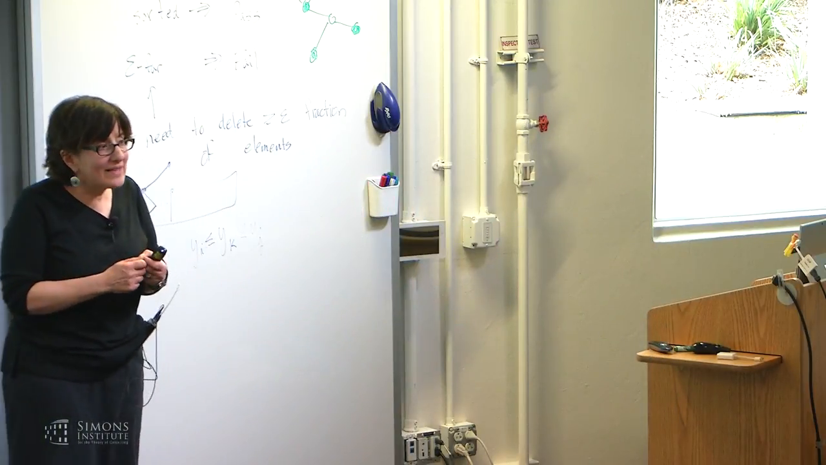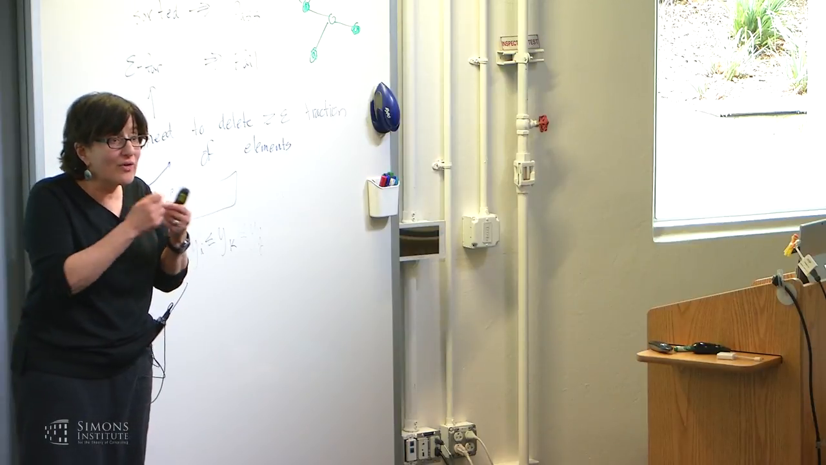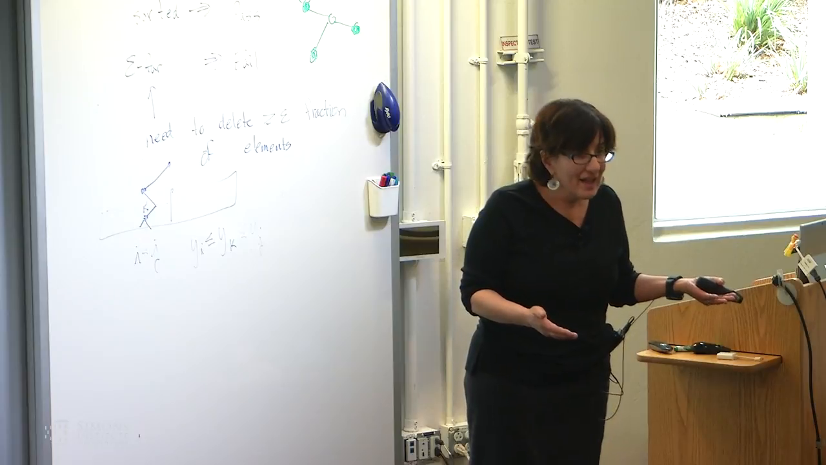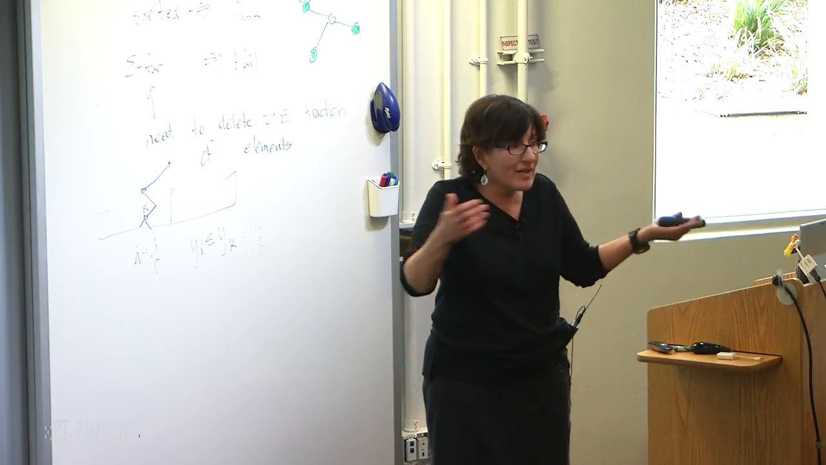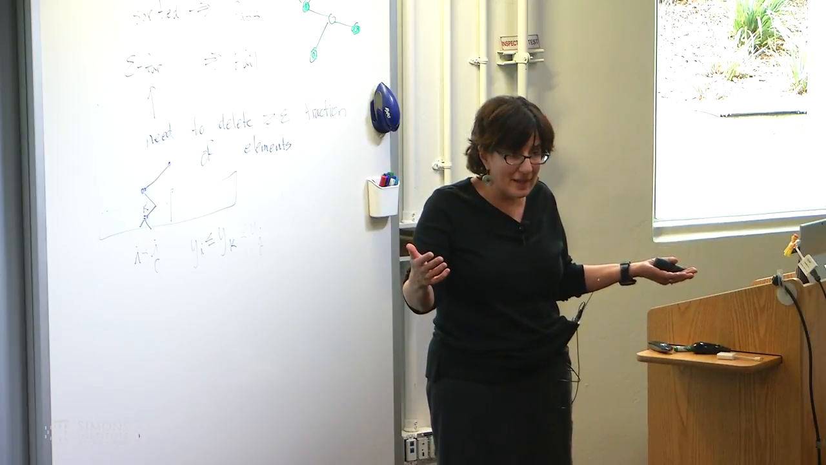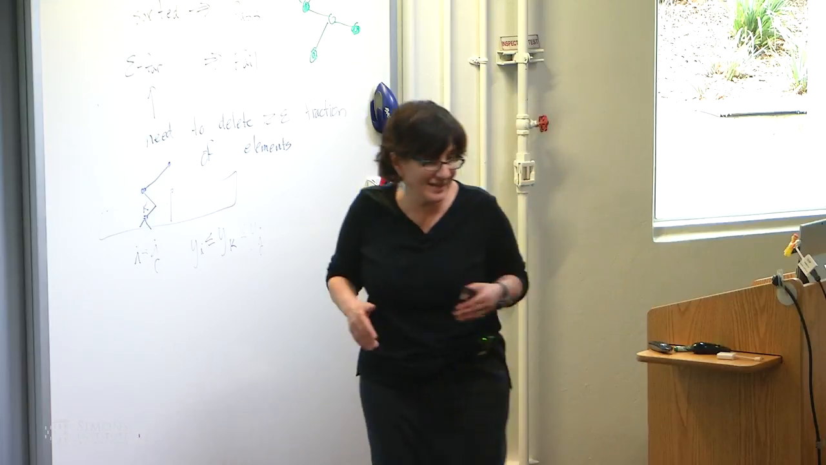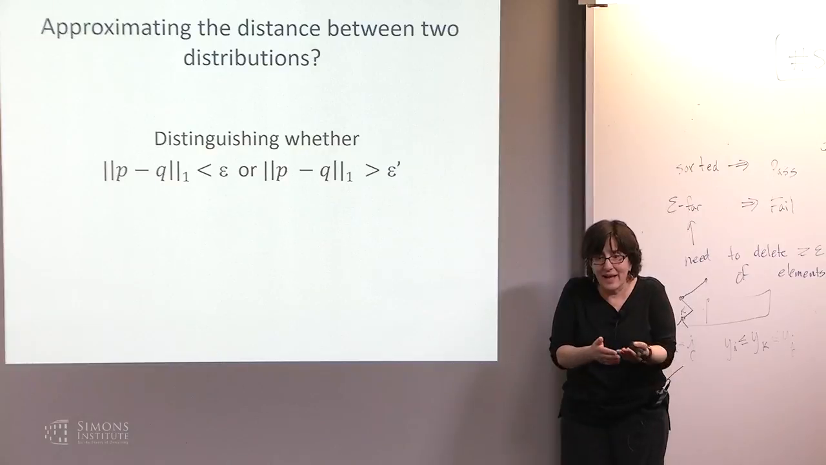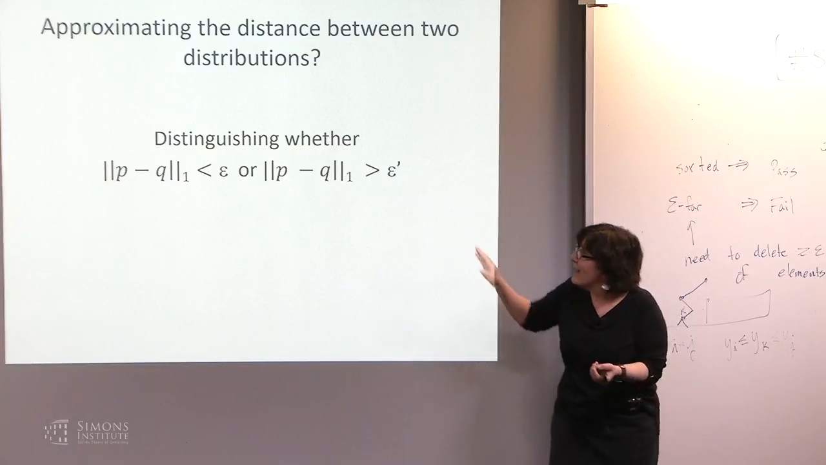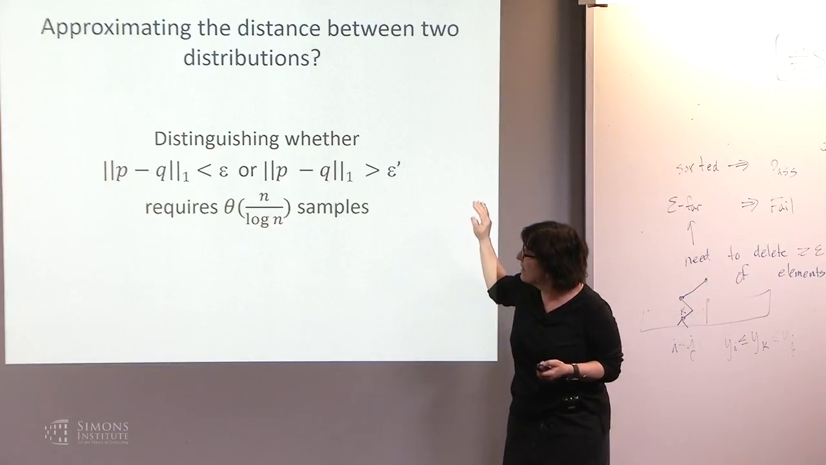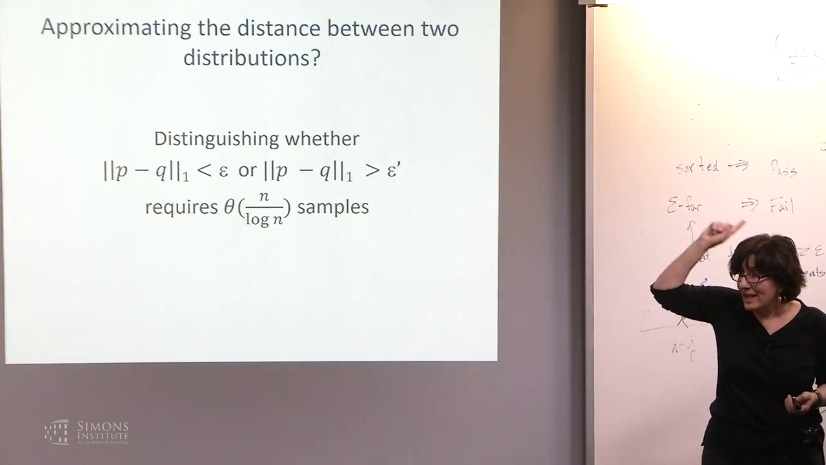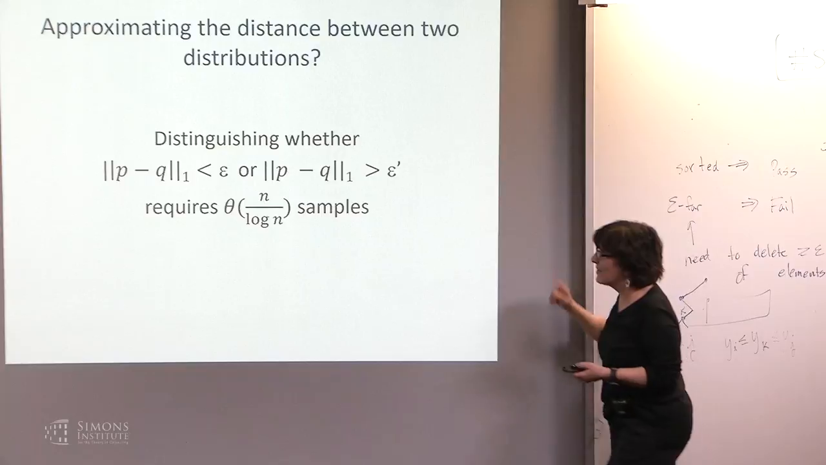But if what you want to distinguish is whether they're close or far, like I have June and July sales, I know they're not identical. I just want to know, are they close or are they far enough that I should have a new advertising campaign? I don't want to just fail them because they're not identical. I want to distinguish close from far. That becomes harder, okay? So that requires still sublinear, though. I just want to point that out. It's still sublinear samples, but it's N over log N.